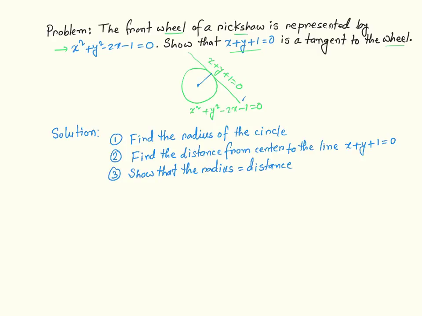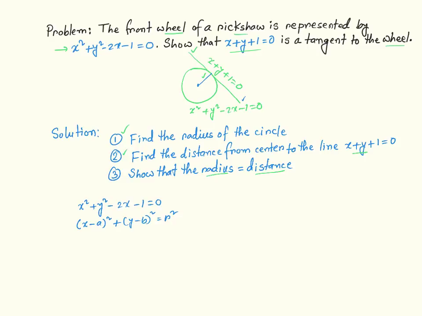So to solve this problem, we are going to take 3 steps. Step number 1, find the radius of the circle, that means find this length, which we can do. Step number 2, find the distance from the center to the line x plus y plus 1 equal to 0. Then in step number 3, we show that the radius we found and the distance we found are in fact equal. So that would be sufficient to show that this line x plus y plus 1 is equal to 0 is actually a tangent to the given circle, or a tangent to the wheel of the rickshaw.